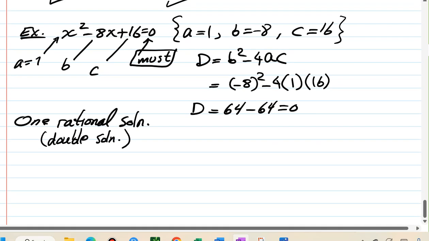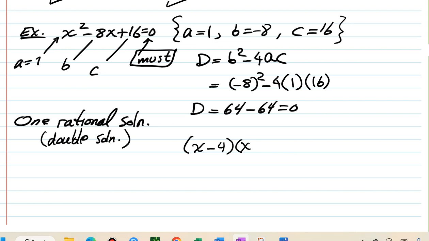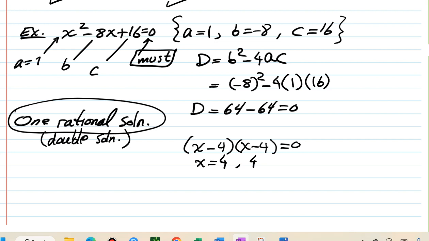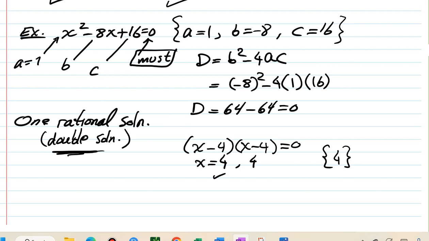Okay. Now, let me again solve this just so you know what we mean by that. I can actually factor this one. x minus 4, x minus 4. Okay, product 16, sum -8. Now, when I solve this, first factor, x must be 4. Second factor, x must be 4. So you can see why it's called one rational solution. The solution is 4. We don't count it twice. It is called a double solution, as you can see, because there's 2 of them. But for our reporting purposes, we only report it as 4. But we know that that's a double solution.